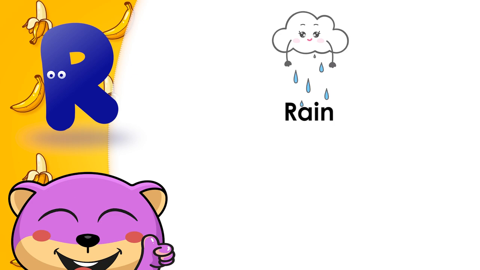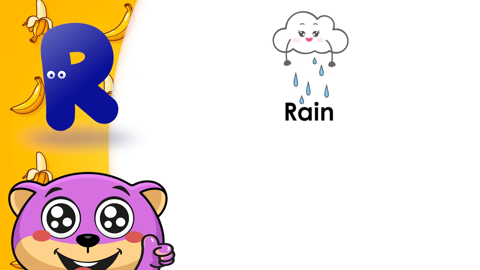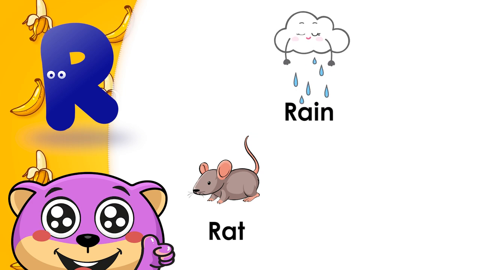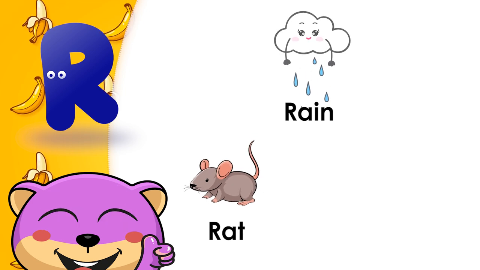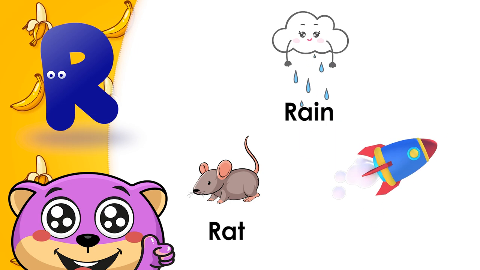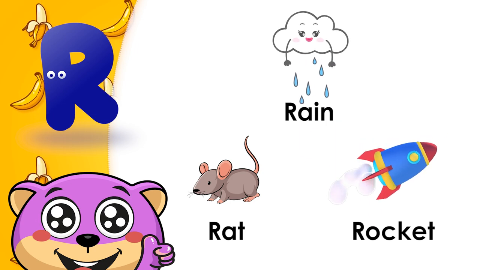R is for rain. R is for rat. R is for rocket.